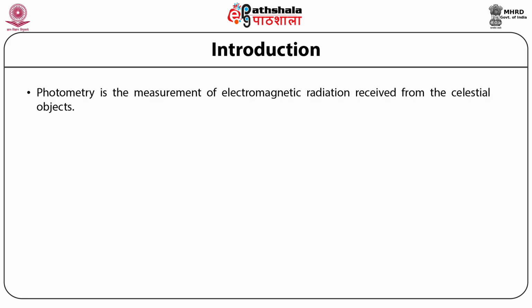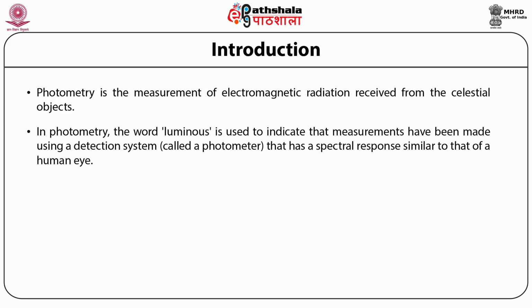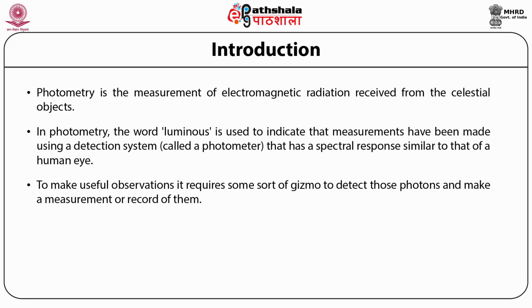This response changes with wavelength and, to an extent, from person to person. In photometry, the word luminous is used to indicate that measurements have been made using a detection system called a photometer that has a spectral response similar to that of a human eye. Telescopes simply collect photons. To make useful observations, it requires some sort of device to detect those photons and make a measurement or record of them.